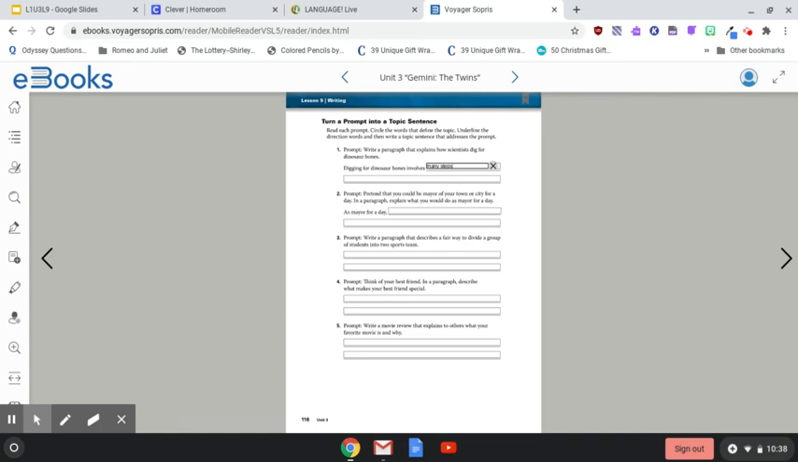As I read the second prompt, I want you to listen for direction words. Pretend that you could be mayor of your town or city for a day. In a paragraph, explain what you would do as mayor for a day. What words set the length of your assignment and tell you what to do? What are you supposed to explain in the paragraph?